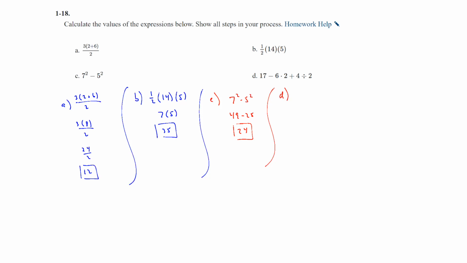And then the last one on D, we don't have any grouping symbols on this one. So we're going to work from left to right, first doing all the multiplication and division in the order that it comes. So the first thing we're going to look at is the 6 times the 2. So 17 minus 12 plus 4 divided by 2. Then we'll do the division. So that's 17 minus 12 plus 2. And then work left to right with addition and subtraction. So 17 minus 12 is 5. 5 plus 2 is 7. So once again, doing some more finding the value of expressions by simplifying using your order of operations.